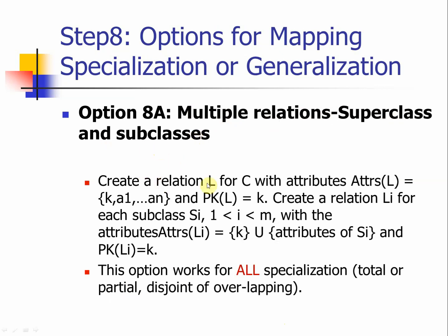So what you try to do is create a relation L for C with attributes, including the attributes of the subclasses, and PK equals K. Create a relation Li for each subclass. When we're doing that, the attributes of Li equal K union with all attributes of Si, and the primary key is K. This option will work for all situations. So this is actually a very good choice that we can have: create multiple relations with superclass and subclasses.